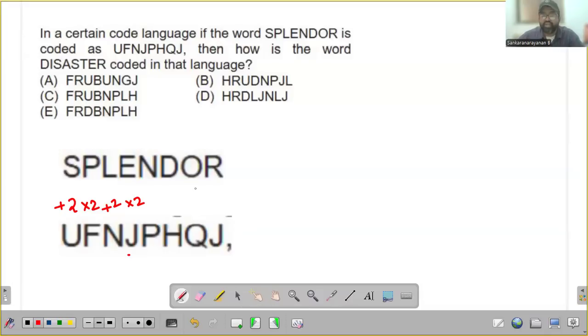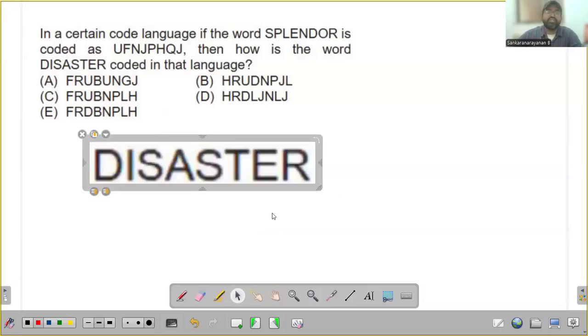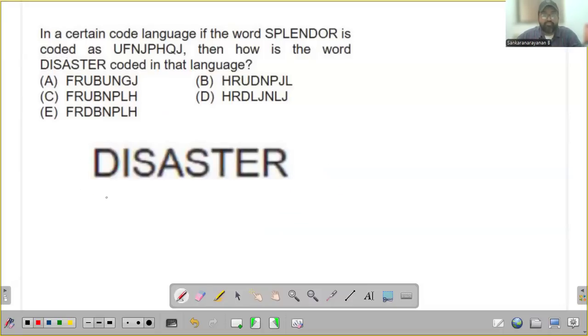That pattern actually continues. Now, how is the word DISASTER coded in this language? So the logic is, here you have a plus 2. D, E, F. It should start with F. Okay. So I can say D, E, F. It should start with F. Option B and option D are eliminated.